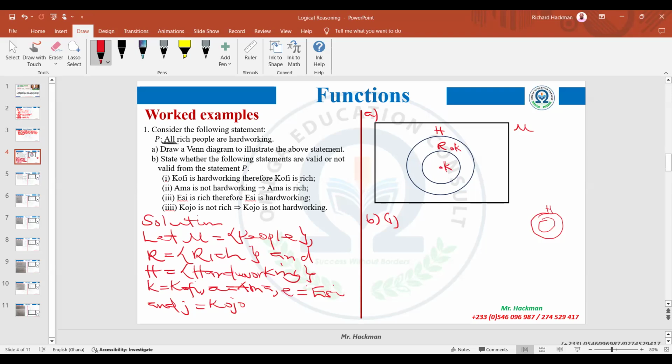Were we able to counter? Do we have a counter argument that Kofi being hardworking doesn't mean Kofi is rich, from what we have here? And obviously, I have a K who is hardworking, H, but who is not R, who is not rich. You can see that. So I've been able to counter. So in this case, my conclusion will be not valid.